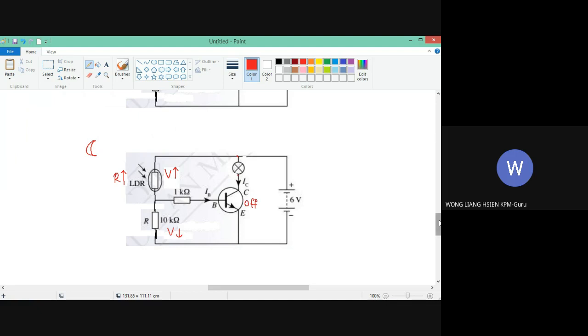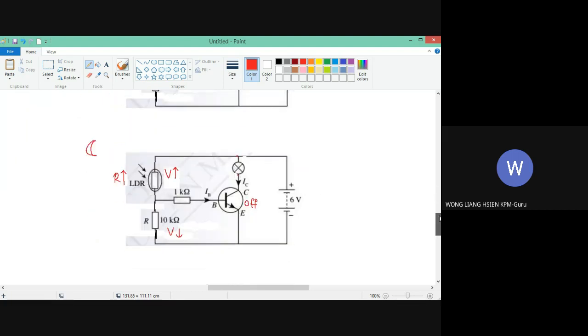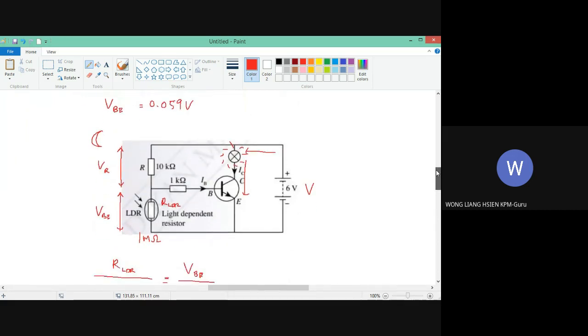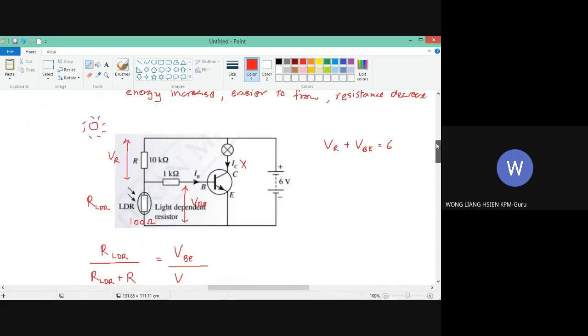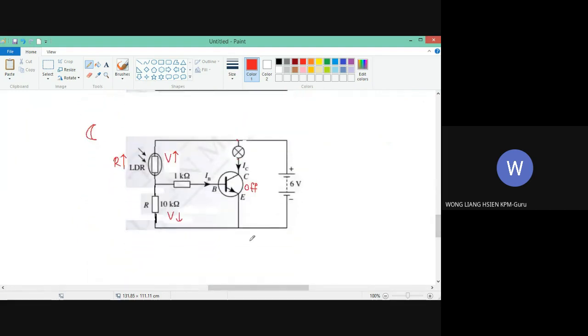Okay, so during daytime it is on, during night time it's not on. It's the opposite, you see. Okay, any questions? So this is how we can use the transistor as an automatic switch. Okay, so next, continue.